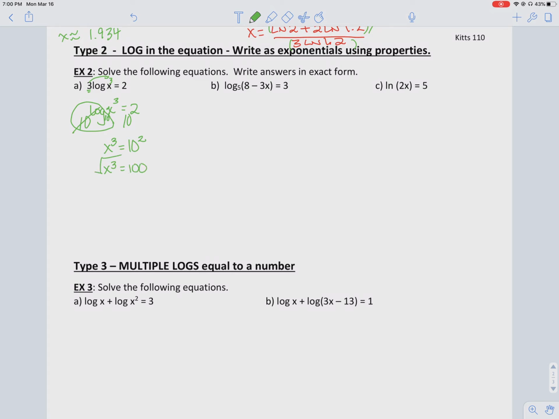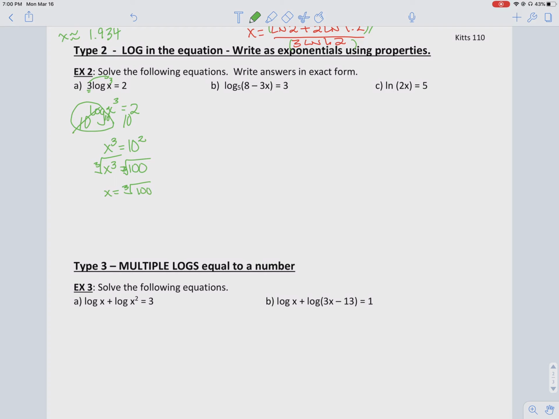Then I'm just going to take the cube root of each side. So that's going to give me the cube root of 100. And here it's asking us to write the answers in exact form, so we don't have to actually put that in our calculator. Let's work two more like this.